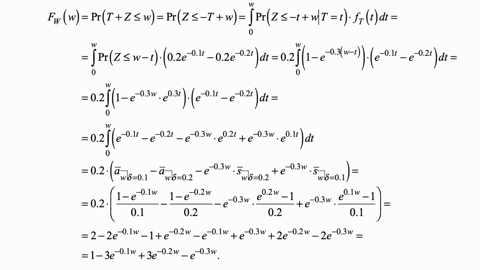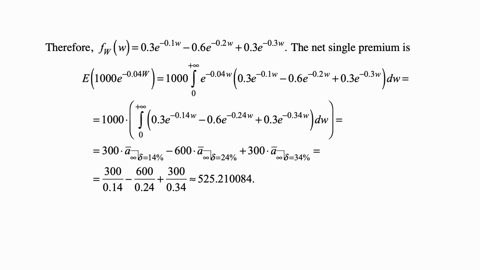That's the CDF. To find the PDF, we need the derivative of this. Okay, so we take the derivative and get f sub w of w equal to 0.3 e to the minus 0.1 w. Of course, the derivative of 1 is 0. Minus 0.6 e to the minus 0.2 w plus 0.3 e to the minus 0.3 w. The net single premium is the expected value of 1000 e to the minus 0.04 w. So it's 1000 times the integral from 0 to infinity of e to the minus 0.04 w times this density we just found, which is 0.3 e to the minus 0.1 w minus 0.6 e to the minus 0.2 w plus 0.3 e to the minus 0.3 w dw.